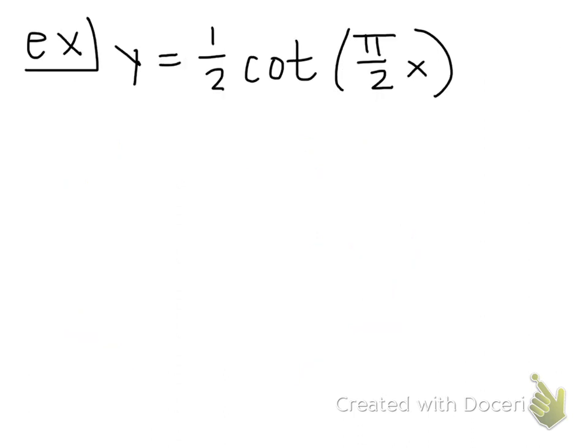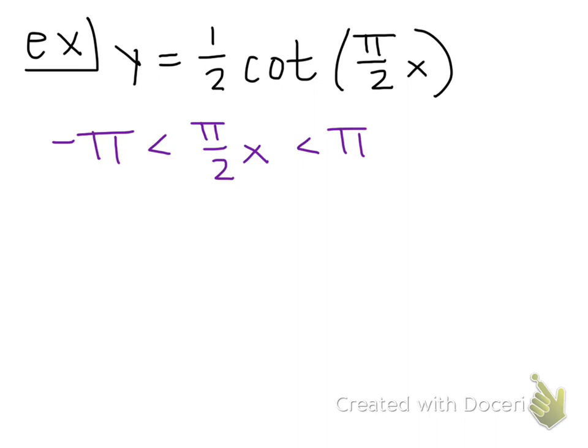So again, I'm not sure if the equation is written incorrectly on your paper or not. It should be 1/2 cotangent of pi over 2x. So if it's not that, please change it. We're going to start by setting up our inequalities. So I have negative pi less than pi over 2x less than a positive pi.